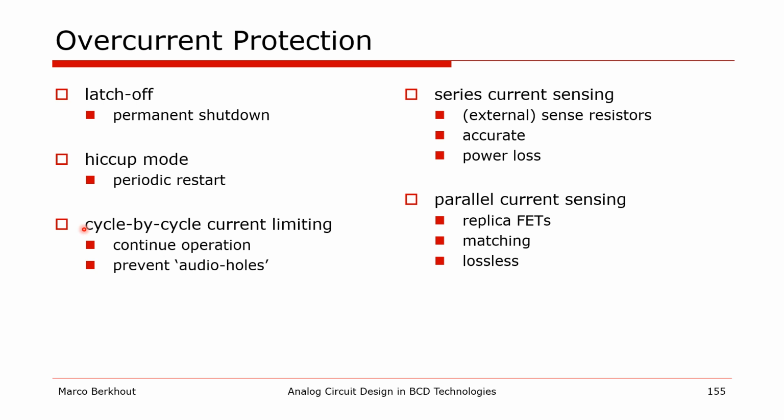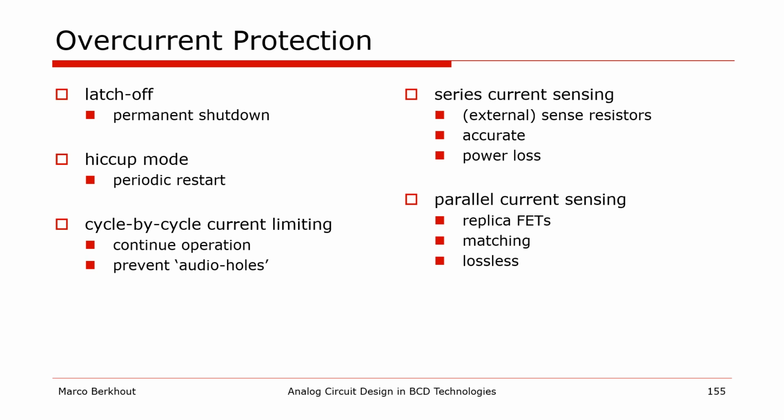This kind of protection is popular in audio amplifiers, where a short overload should not cause annoying interruptions known as audio holes. All strategies have in common that first of all, somehow the overcurrent needs to be detected. And there are 2 main approaches to do this. One is to use a series resistor, which is accurate but also introduces additional power loss. For overcurrent protection, high accuracy is not necessary, so usually the second approach is used, where the drain source voltage of the power FETs is compared to that of a small matched replica.